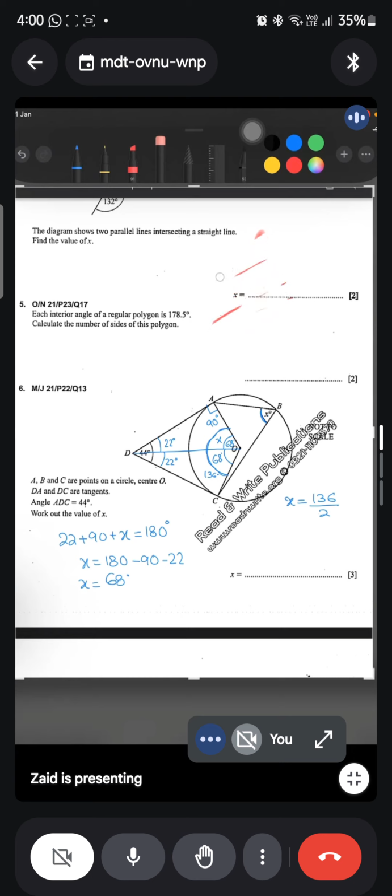So if you are getting angle at O to be 136, what should the angle B be? Half of it. Angle at the center is double, circumference half.